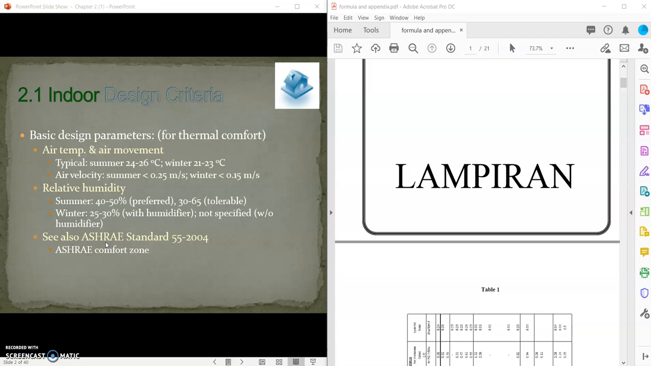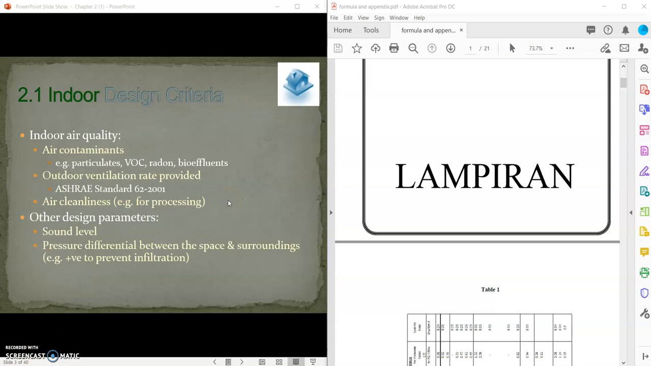For relative humidity in our case, for summer, 40 to 50% relative humidity is preferable. Apart from that, we also feel comfortable if our indoor air quality is good, for example, air contaminants such as particulate matter or dust, volatile organic compounds, radon or bioeffluents, or any gases and pollutants that are dangerous for us do not exist in that indoor space.